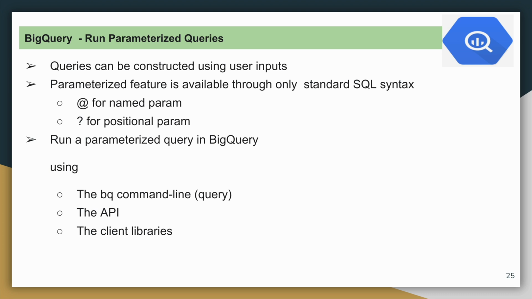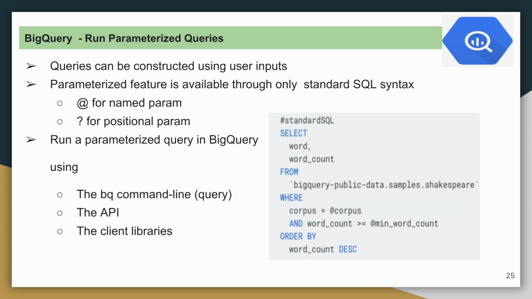A parameterized query can be constructed using user inputs. That means you will be passing parameter values exactly while executing the query. We will see examples in detail. This feature is available through standard SQL syntax, and there are two different types of parameters: named parameters and positional parameters. In the case of a named parameter, you define the parameter using the @ symbol. In the case of a positional parameter, you define it using the question mark.